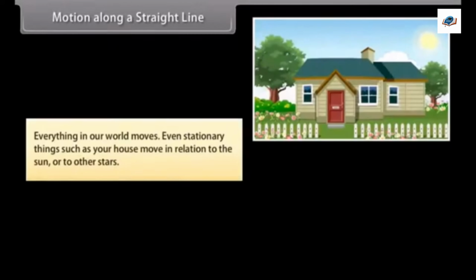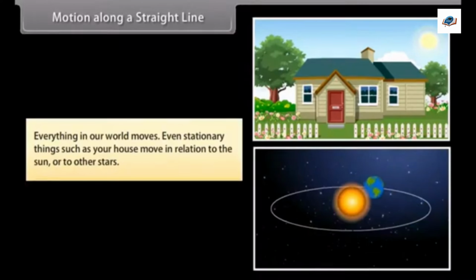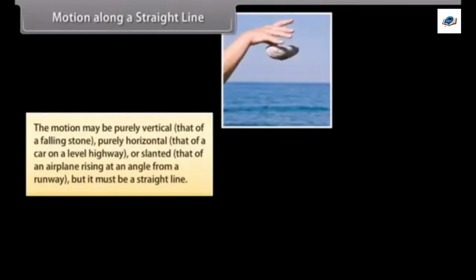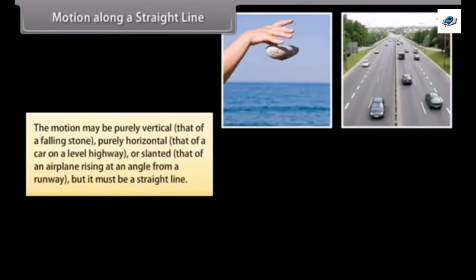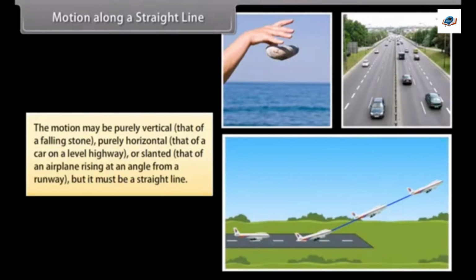Motion along a straight line. Everything in the world moves. Even stationary things such as your house move in relation to the sun or to the other stars. The motion may be purely vertical, that of a falling stone, purely horizontal, that of a car on a level highway, or slanted, that of an airplane rising at an angle from a runway. But it must be a straight line.